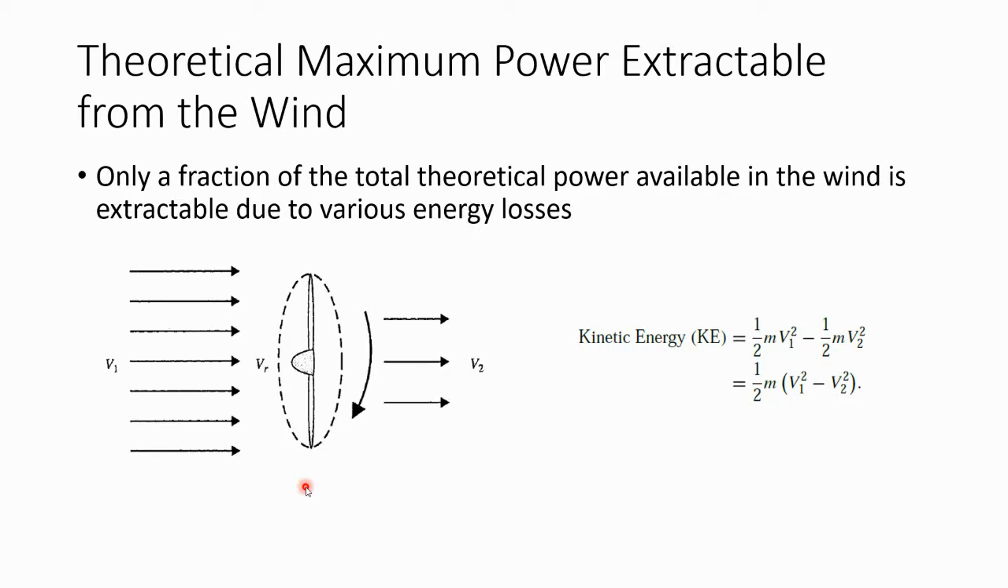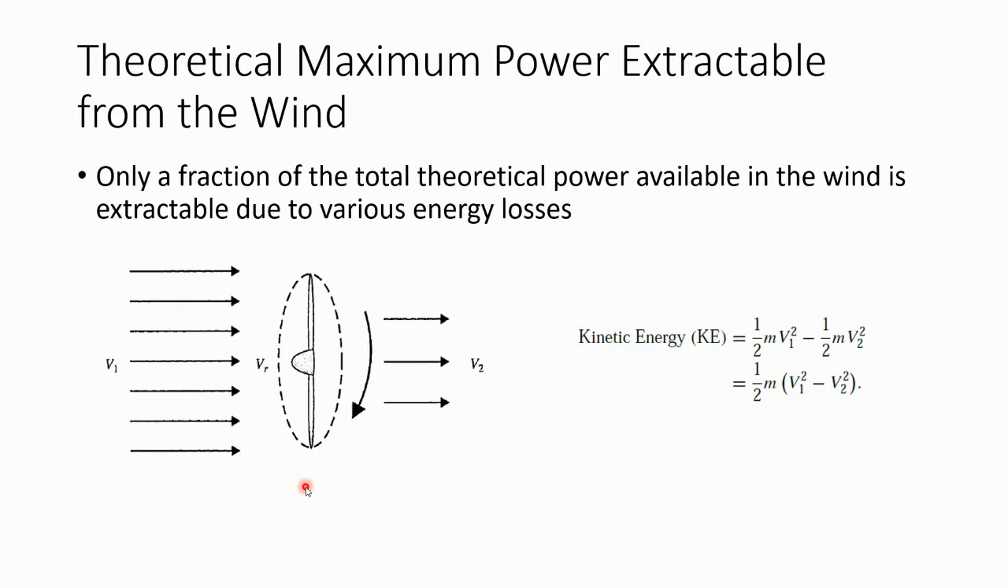Okay, so let's begin by saying that only a fraction of the total theoretical power available in the wind is extractable due to various energy losses. And this is what we are expecting as an engineer, because there's no perfect system and there's always energy loss due to heat, sound, friction, and so on and so forth.